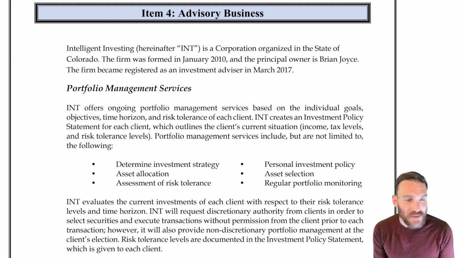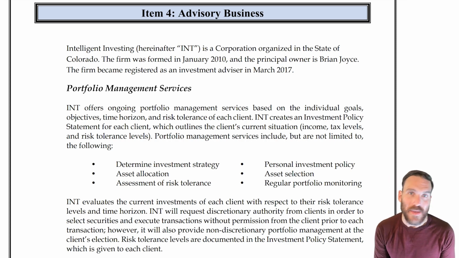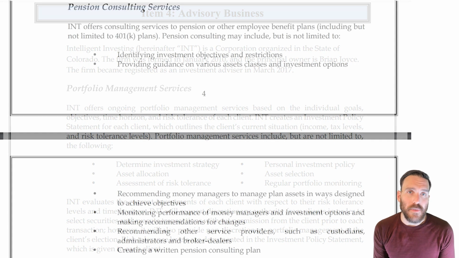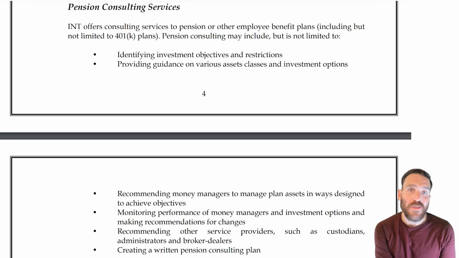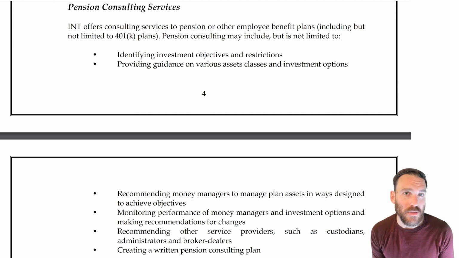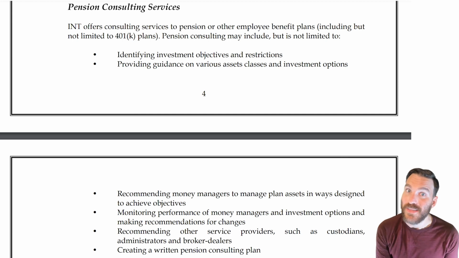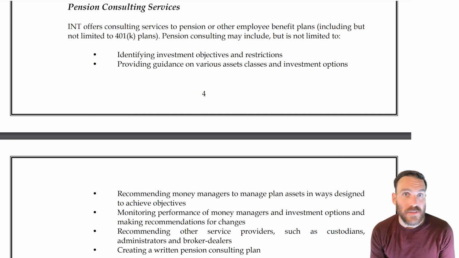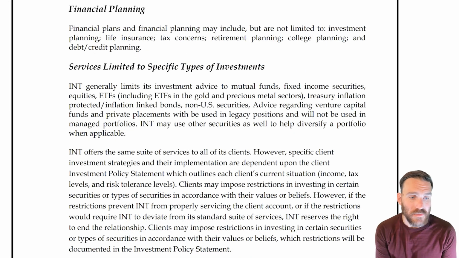And if you're really interested, you can pause it and try to read it, or you can look this thing up on IAPD. If we scroll down a little bit, the advisor also offers pension consulting services. So it sounds like organizations that offer pensions to their employees, if they need help investing their money to make sure they can pay their retirees, sometimes until the day they die, hey, this is a service that Intelligent Investing offers. They also do general financial planning. And right below that, you can see that their services are limited to specific types of investments.